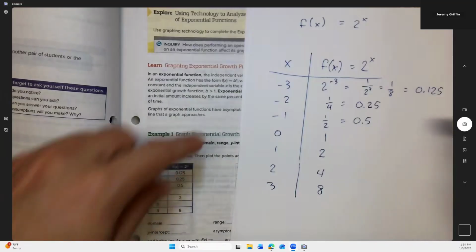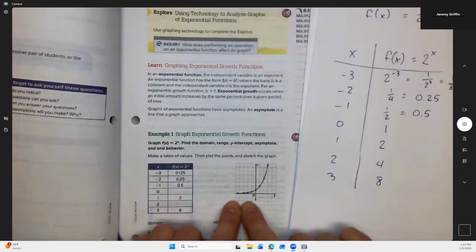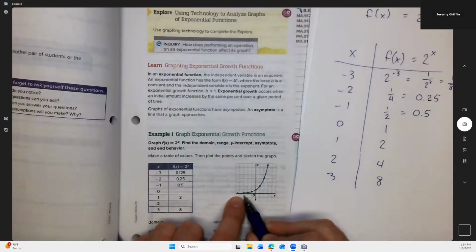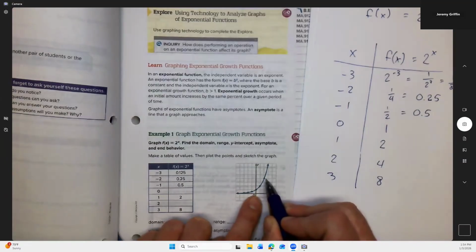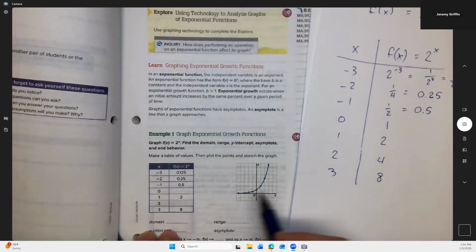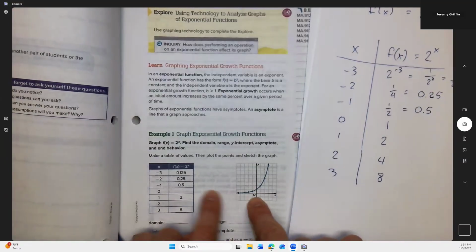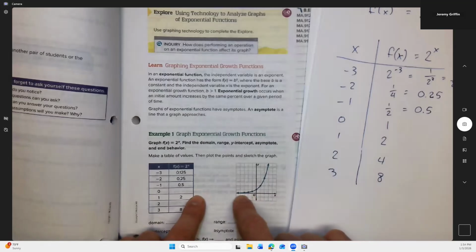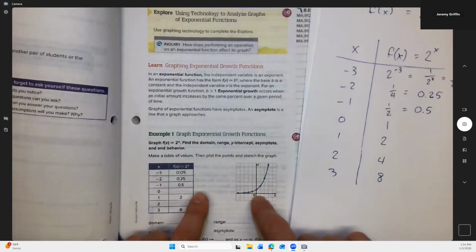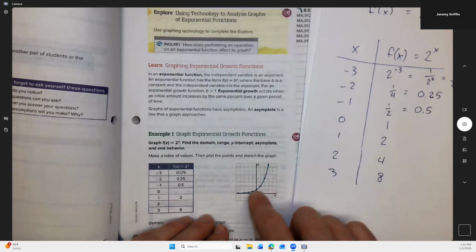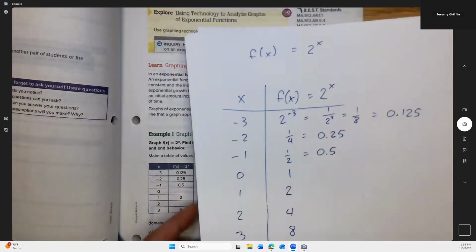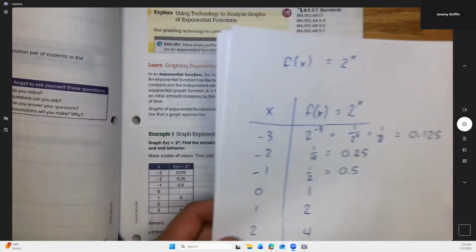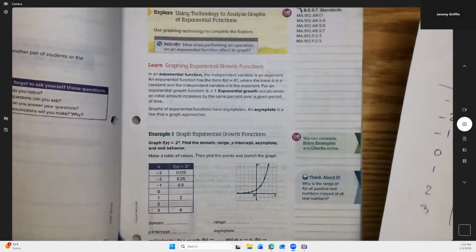So we get all these coordinates. We have seven coordinates here, the exact same seven coordinates here. Here's negative three comma one eighth, here's zero comma one, here's two comma four. Now there's a horizontal asymptote going to the left, so this will asymptotically approach zero. There's no asymptote going to the right. It just takes off forever, real fast. So these functions grow way faster than the polynomials we've been working with from first semester.